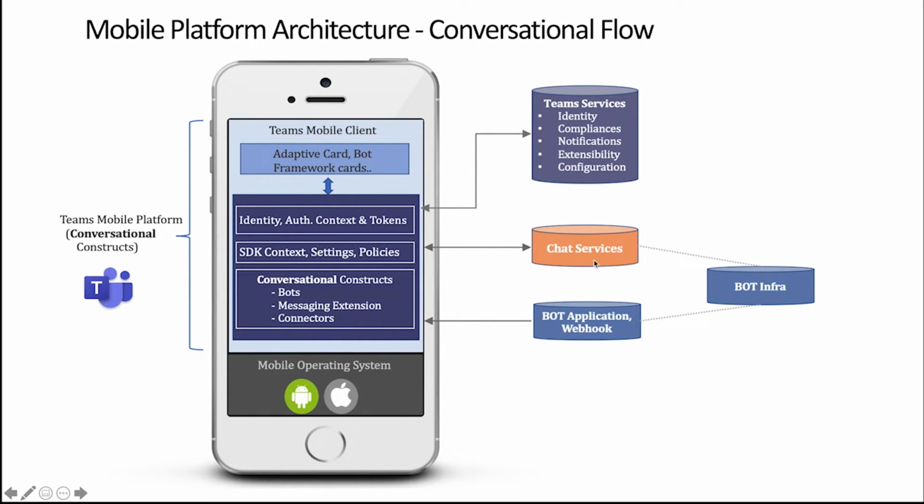The application is basically: the chat service triggers an interaction with the bot, and the bot is already deployed in the bot infrastructure. The bot responds with an incoming webhook or a message extension or a connector, and it uses that adaptive card or the bot card out here to give the final rendering back to the user. And these are the same Teams services which are used out there, right?